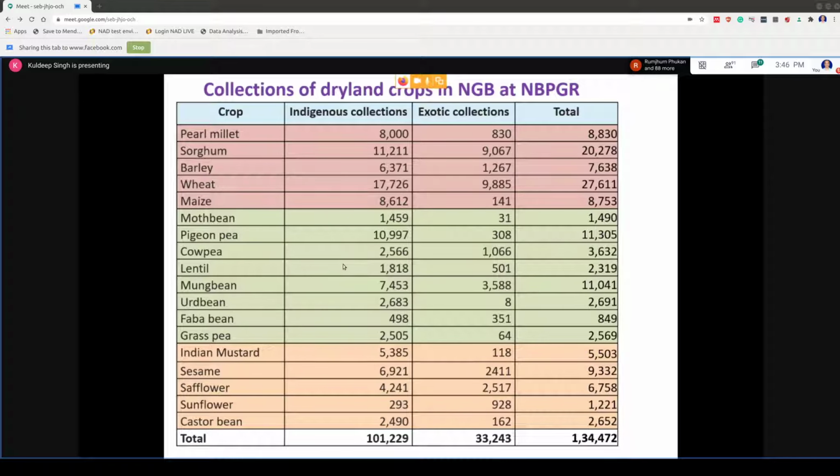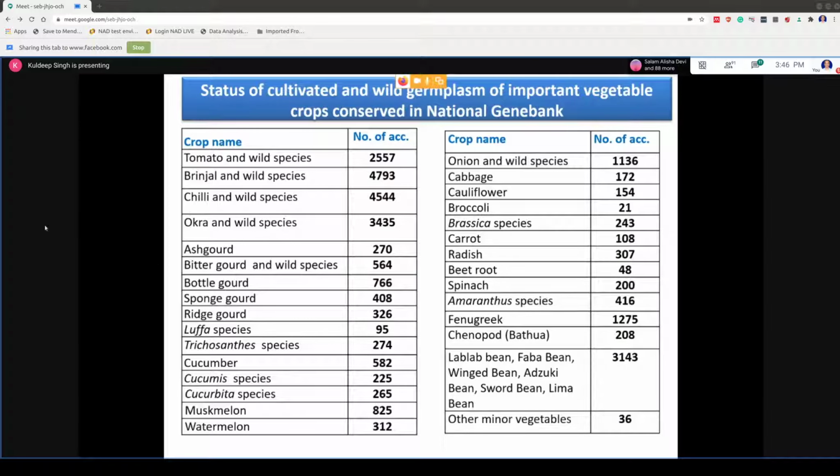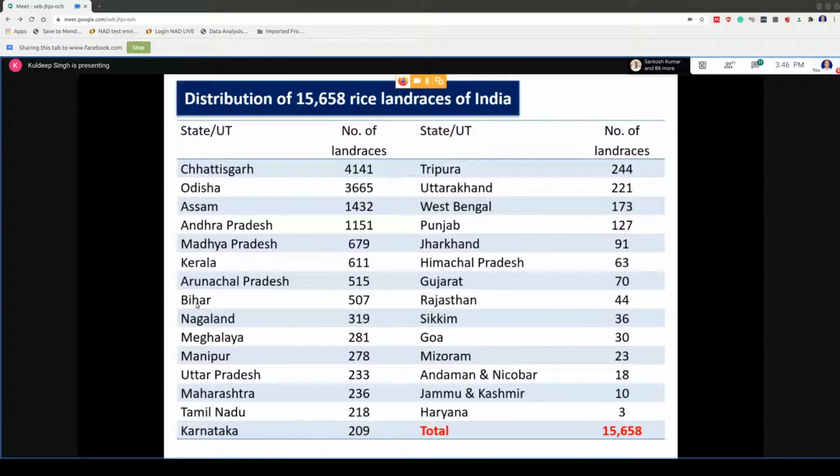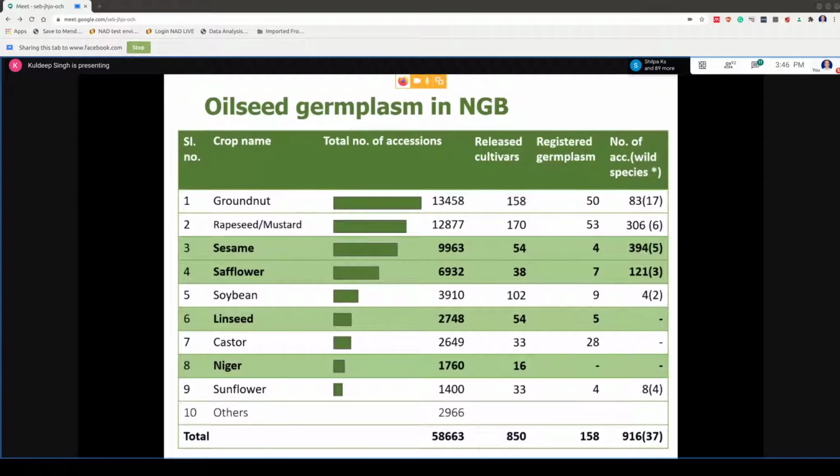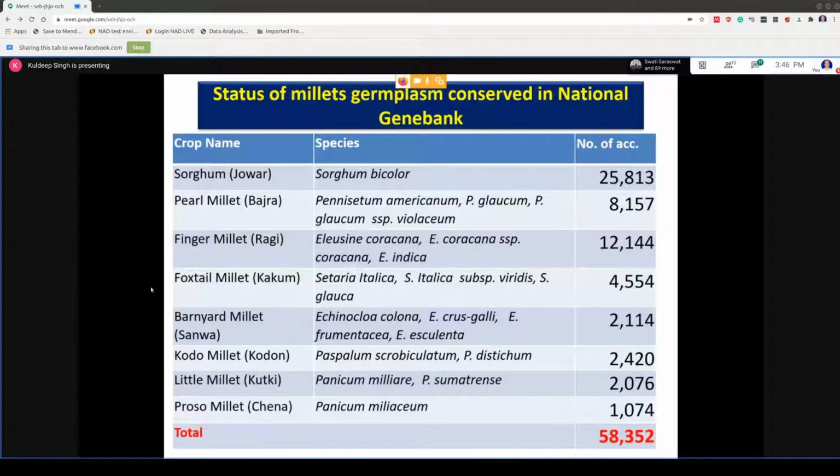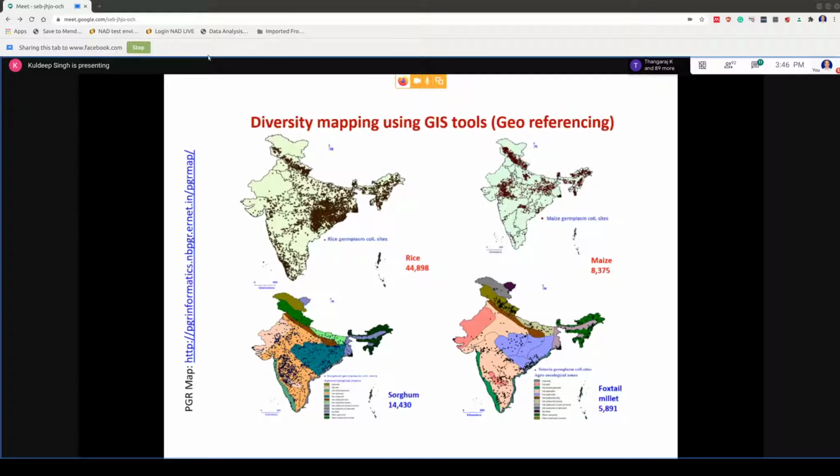You just go to the gene bank, you can look at the data. For example, if somebody is interested in dryland crops, you have the germplasm. Somebody is interested in vegetable crops, you have the germplasm. Somebody is interested in looking at the land races. For example, here we have 15,000 land races of rice from across all the states, and Assam has probably contributed one of the largest numbers, 1,432. Land races have come from Assam, and the Assam collection is a very, very important collection of land races here. Or somebody may be interested in oil seeds, or in knowing the millets.